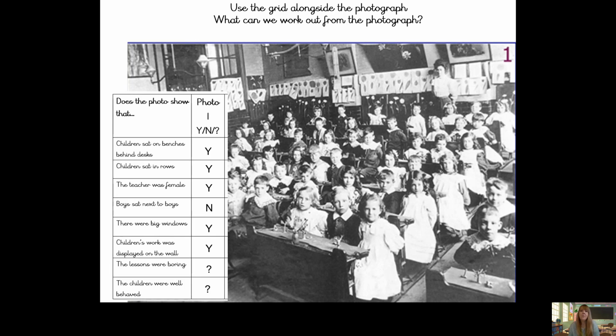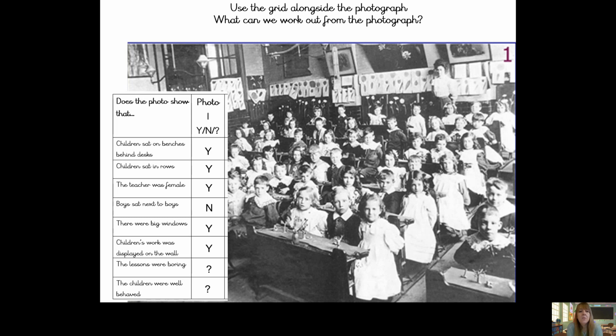So let's have a look at this first photo. This is photo 1, and you can see that there's a little number 1 in the corner of this old photo. I've done this one for you on the board, so you can fill it in on your grid using my answers, and we can do it together. Let's look at the photo then.